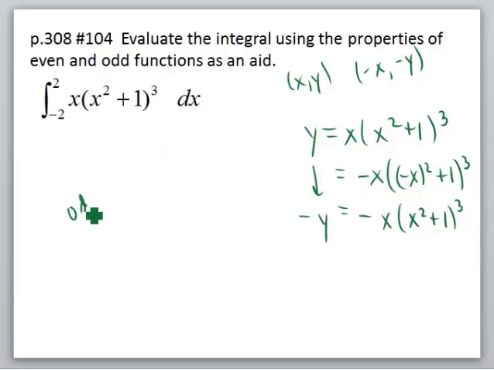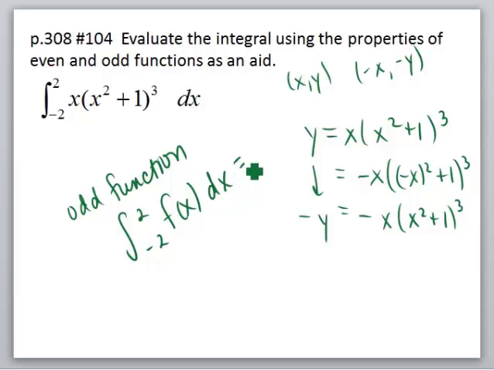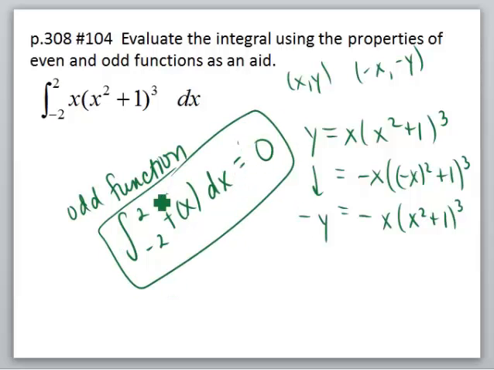Since it's an odd function, we now can say that from negative 2 to 2 of f of x dx, we know that the area underneath the curve is 0. And we're finished. We don't need to take this any further.